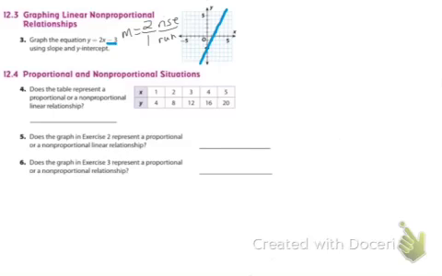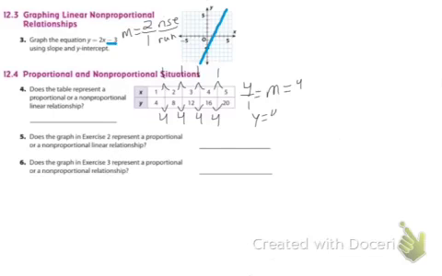Number 4, does the table represent a proportional or non-proportional linear relationship? So let's find our change in y over change in x. So let's see, this is 4, this is 4, this is 4, this is 4, this is 1, 1, 1, and 1. So change in y over change in x is 4 over 1. So our slope, or our constant, is 4.